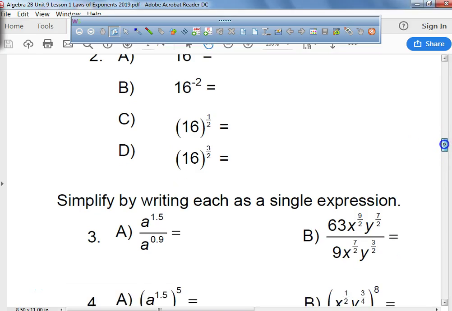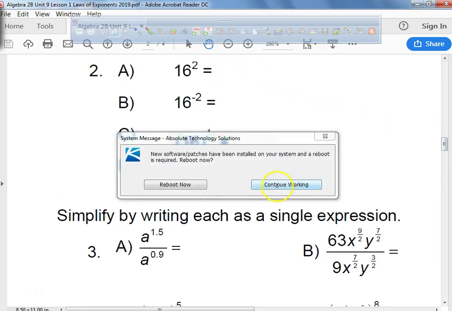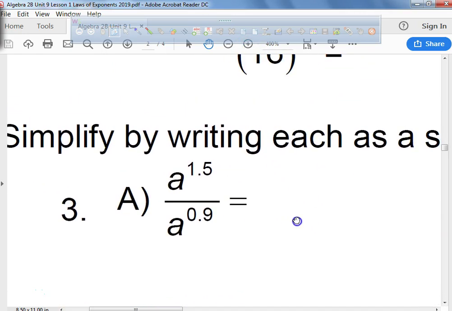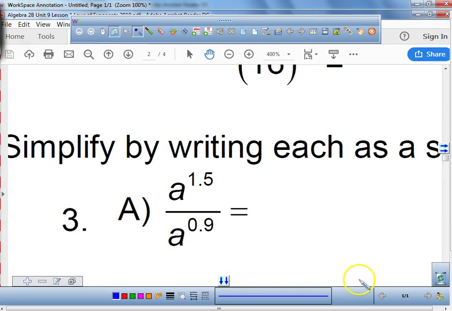Okay, right now we are covering the laws of exponents. And what we're going to do is go over problem by problem. There's only 3 laws. So what law is being used? What property is being used in problem number 2? The product, the quotient?